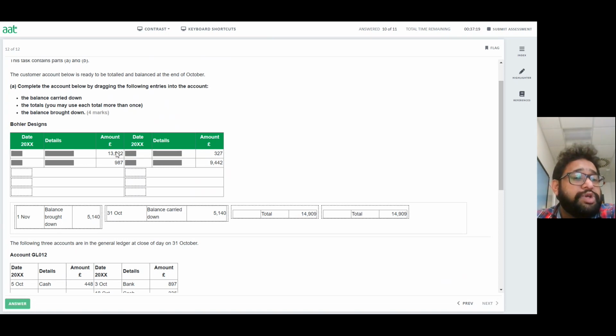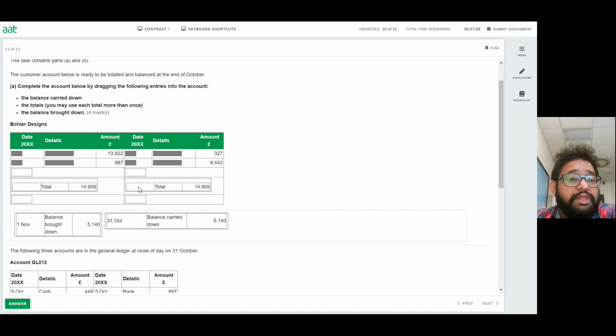So if I'm going to do the totals, it is going to be coming down for the debit side and the credit side. If you look at that, both are the same amount, they will go here, because at the end of the day, the biggest side is your debit side. Therefore, the difference between those two amounts and that two amounts, like here, 14,909, take away these two, will be 5,140.